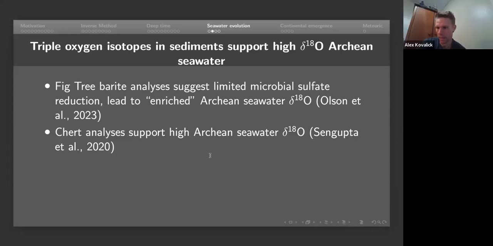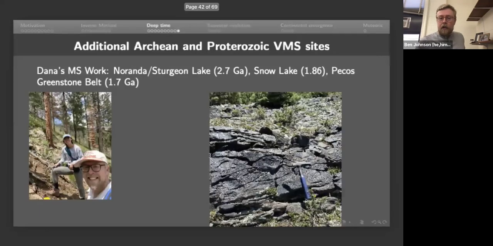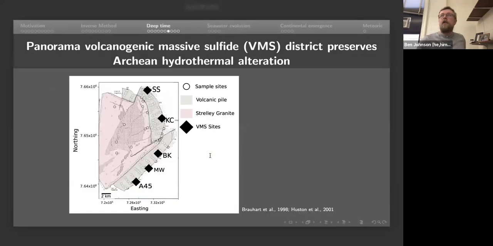Okay, and maybe I can ask something a little more on the basic side, and maybe I just missed it along the way, but do these hydrothermal interactions have any dependence on composition, like felsic versus mafic? That's a good question. Yes, it depends.